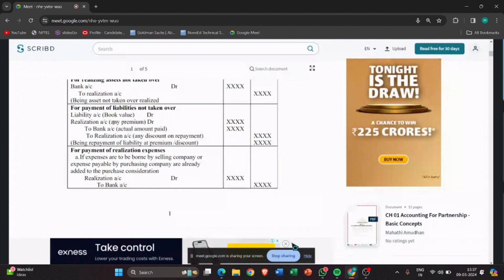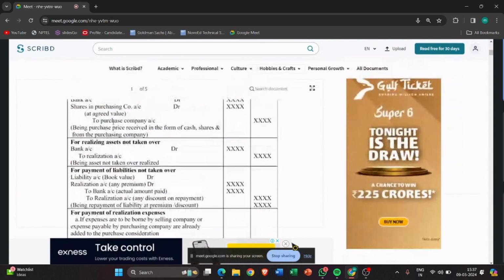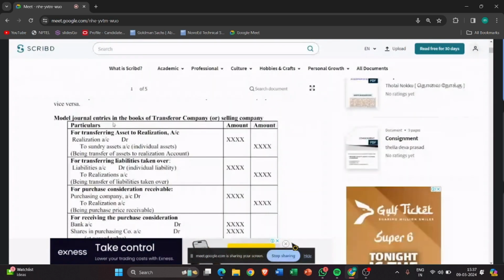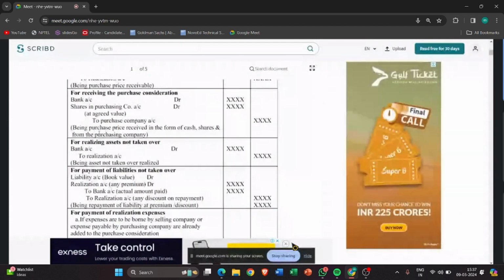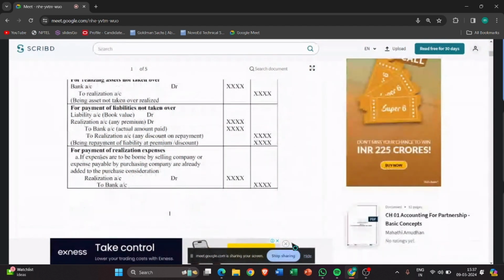So when liabilities are transferred, check which assets are transferred and which liabilities are taken over. Only those transfer. And whatever assets are not taken over, bank account debit to realization account. And lastly, pay off liabilities which are not taken over.